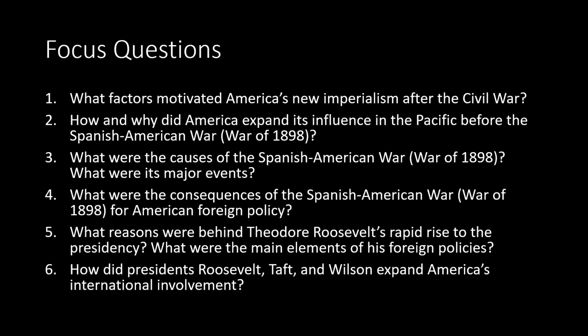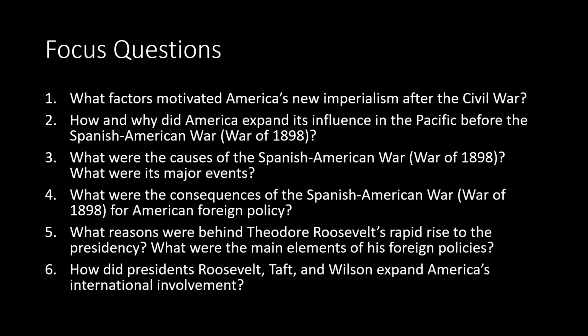After the end of this unit of study, you should be able to master the following focus questions. 1. What factors motivated Americans' new imperialism after the Civil War? 2. How and why did America expand its influence in the Pacific before the Spanish-American War, or War of 1898? 3. What were the causes of the Spanish-American War, and what were its major events? 4. What were the consequences of the Spanish-American War for American foreign policy?